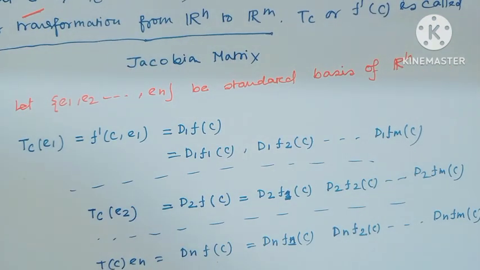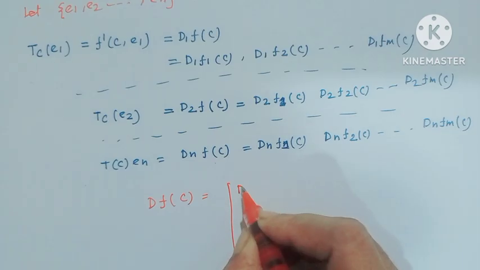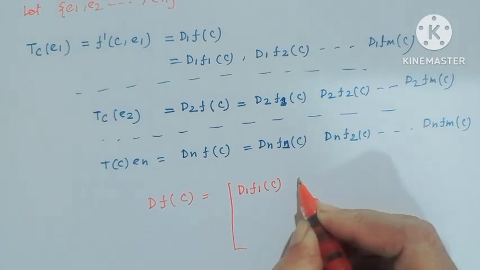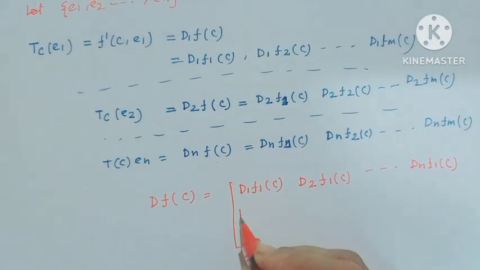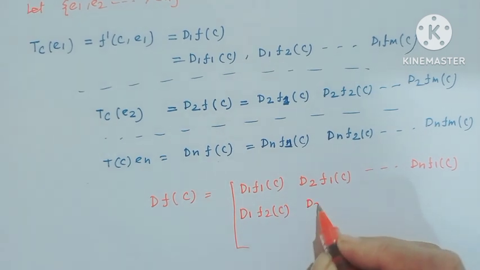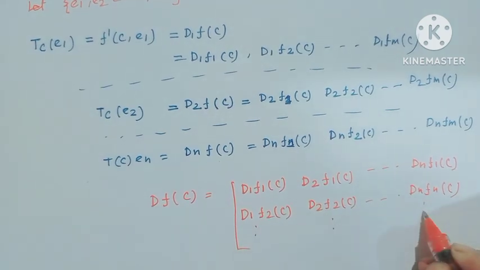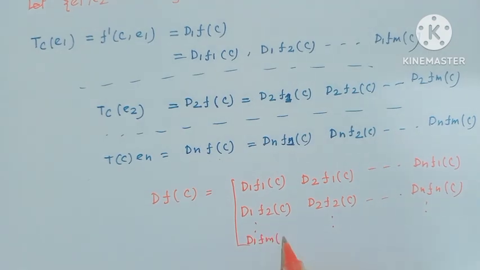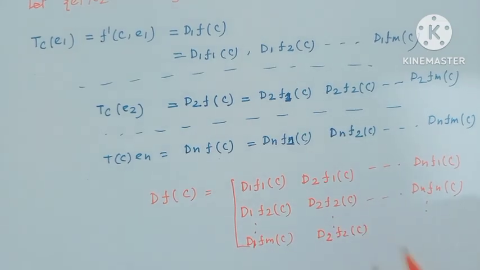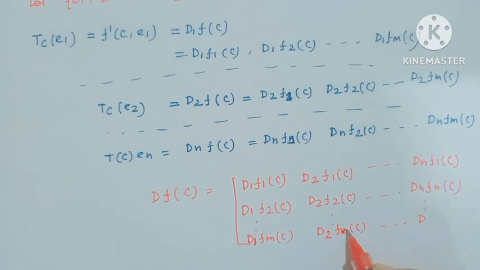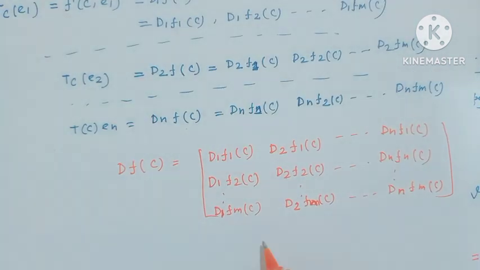Therefore, we can write this matrix as Df(c) equal to: first row D1 f1(c), D2 f1(c) up to Dn f1(c); next row D1 f2(c), D2 f2(c) up to Dn f2(c); and this continues down to D1 fm(c), D2 fm(c) up to Dn fm(c). And this matrix is called the Jacobian matrix.